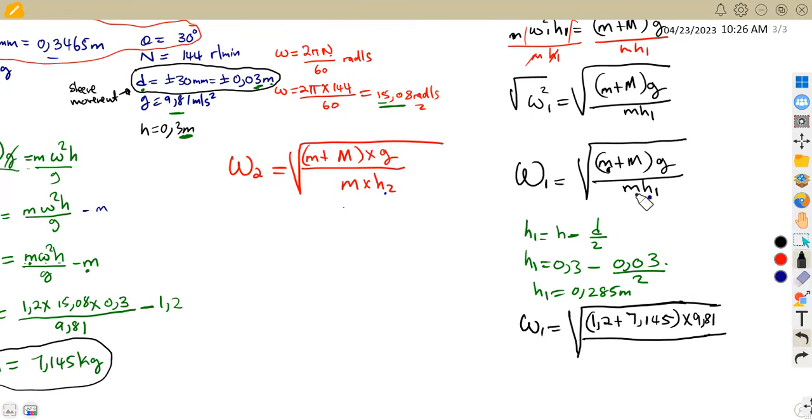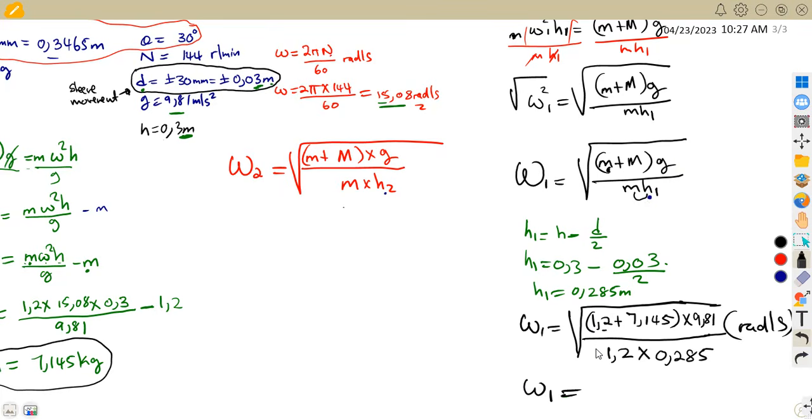Everything is divided by the mass of the rotating balls times H1, which is 1.2 times H1, which we calculated from the sleeve movement. The sleeve movement gave us H1, which is 0.285. So that's your omega in rad per second, which is going to help us to calculate any one.